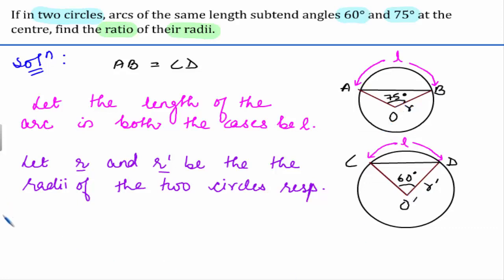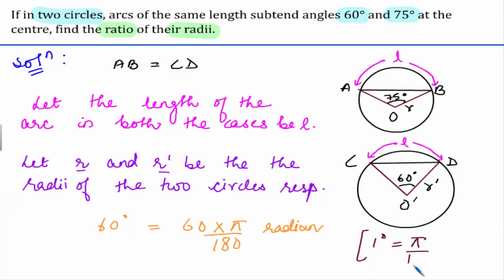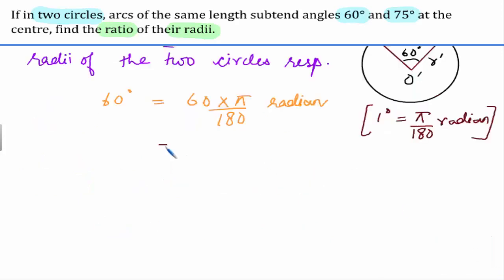Now 60 degrees can be written as 60 into pi upon 180 radians, since we know that 1 degree is equal to pi upon 180 radians, since 180 degrees is equal to pi radians. So this is equal to pi divided by 3 radian. So 60 degrees in radian is pi upon 3.